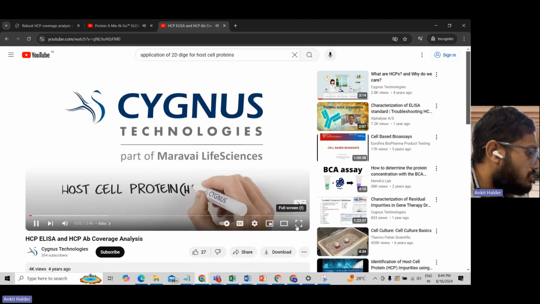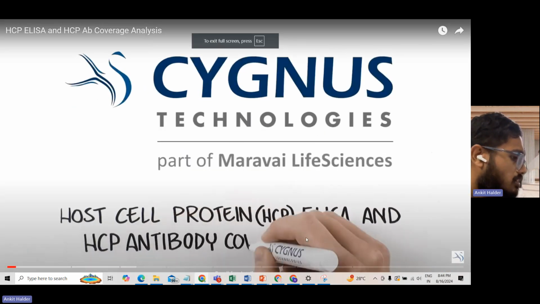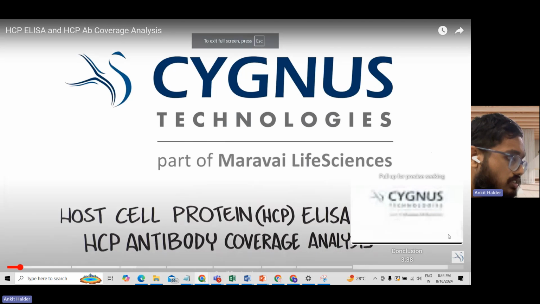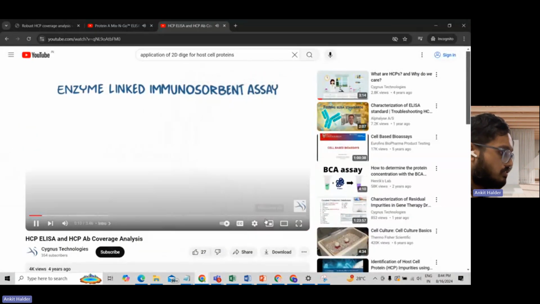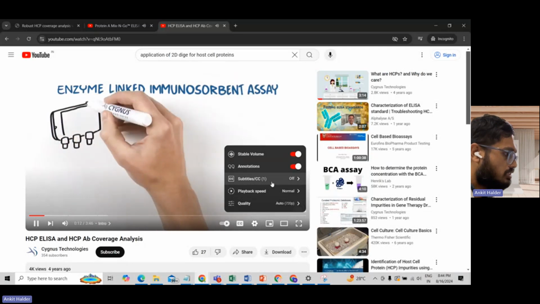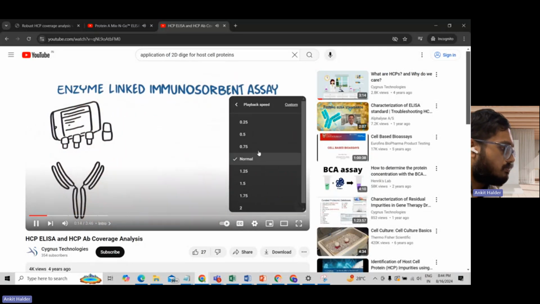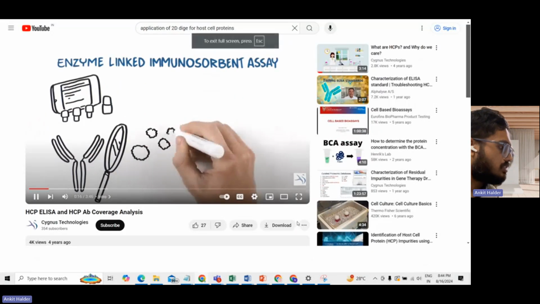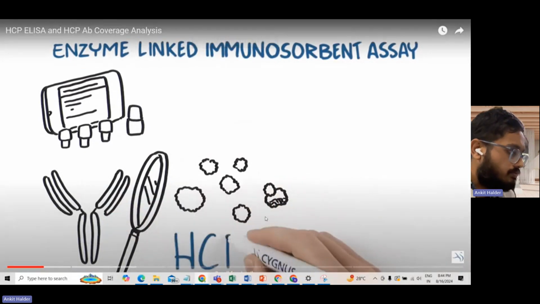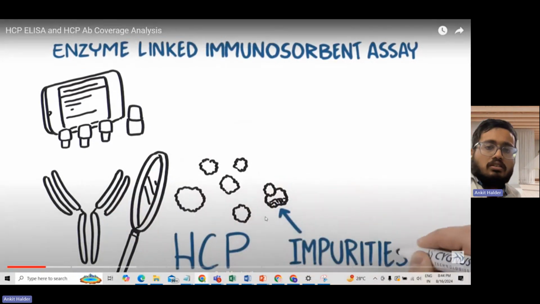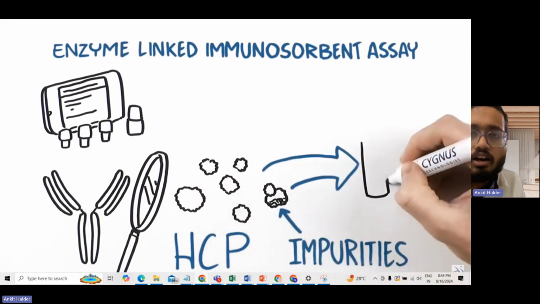Host cell protein ELISA, and the basic thing, HCP, that is antibody coverage analysis. Cygnus Technologies ELISA, or enzyme-linked immunosorbent assay kits, are specifically designed to detect and quantify host cell protein impurities found in biopharmaceutical drug substances. HCP ELISA is used from JSR, TOSO, and Kaneka resins.